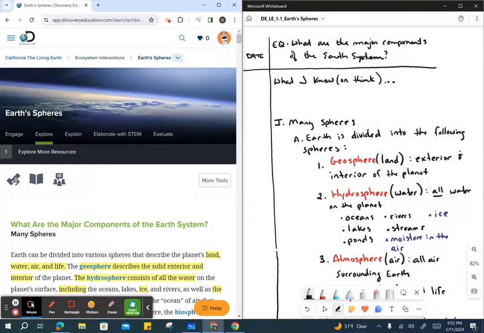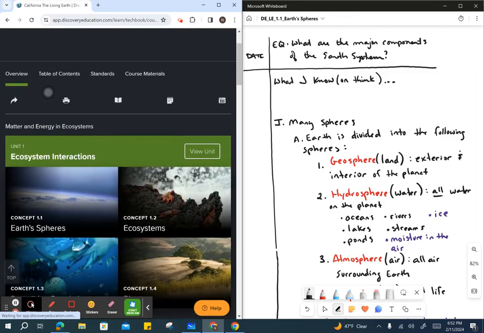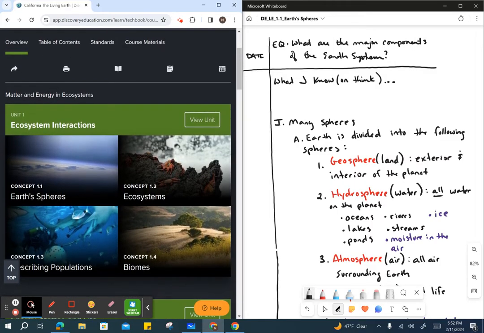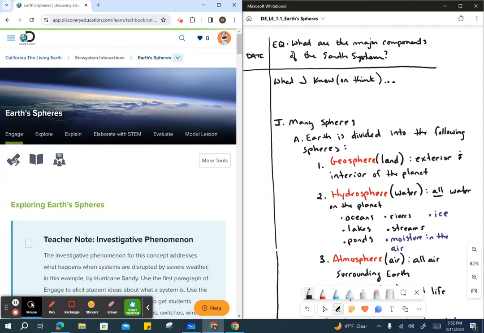Okay, let's dig into life science. We're going to start with Unit 1, Chapter 1. Let's go ahead and just click on the book, and we're going to be looking at ecosystem interactions. And we're starting with Earth's spheres. So it makes sense then that we're probably going to be talking about how those different spheres interact. All right, so go ahead and click on Concept 1.1, Earth spheres.